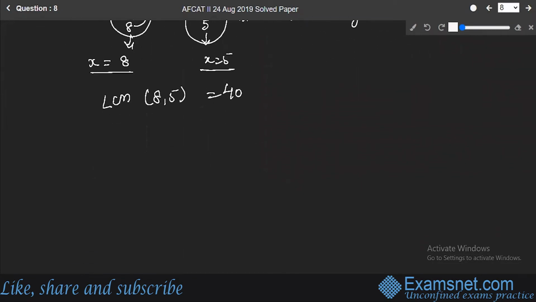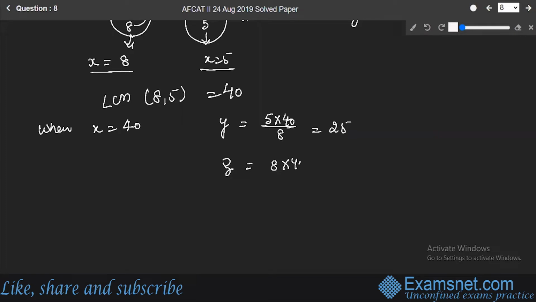So let's see. When x is equal to 40, what will y become? Y will be given by 5 into 40 upon 8, which will be equal to 25. And what will z be? Z will be equal to 8 into 40 upon 5, which will be equal to 64. So x will be 40, y will be 25 and z will be 64. This is the minimum value possible.